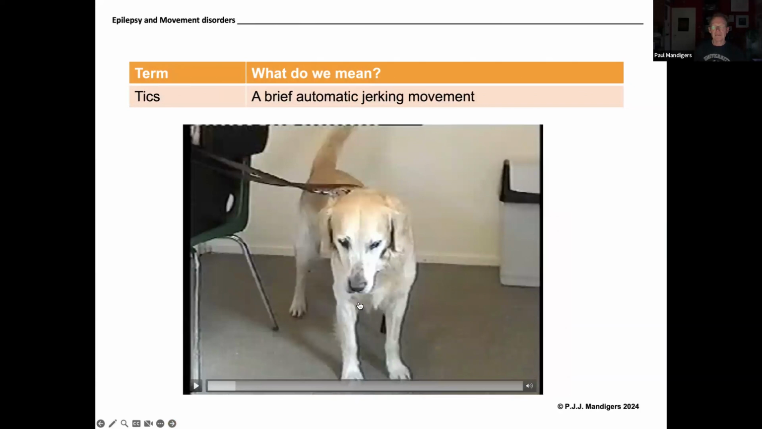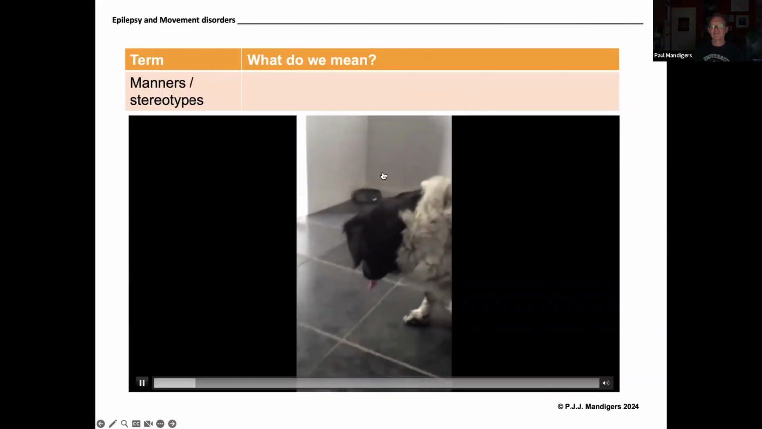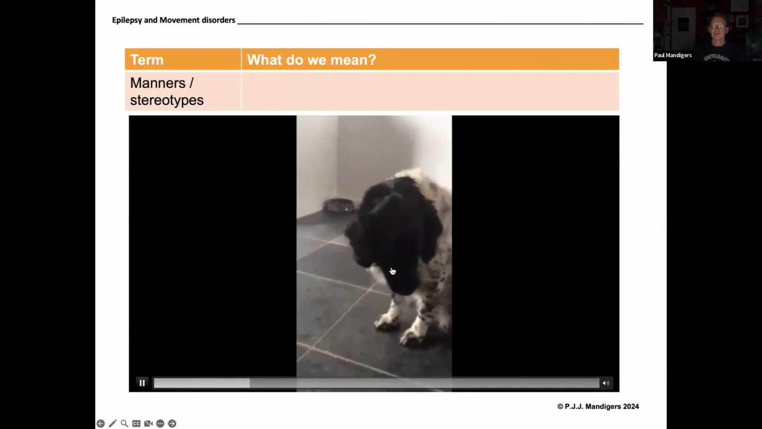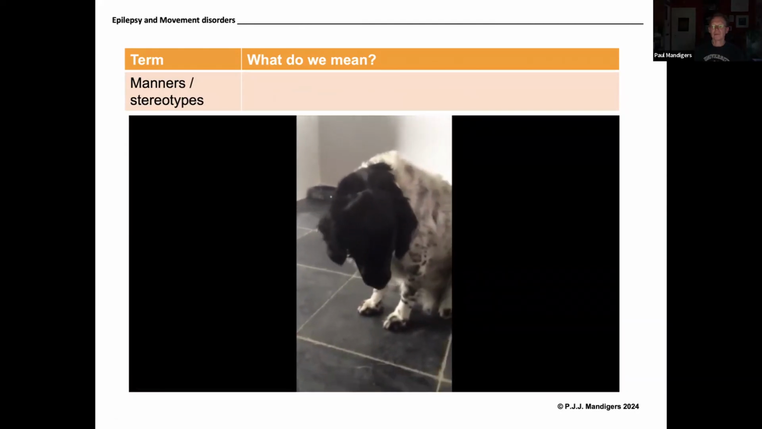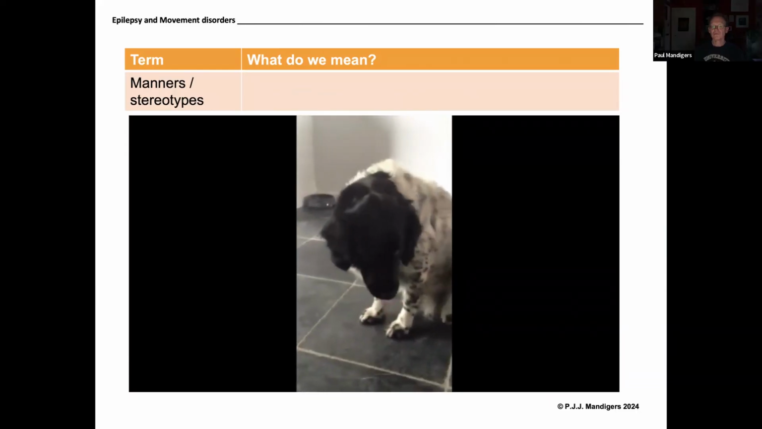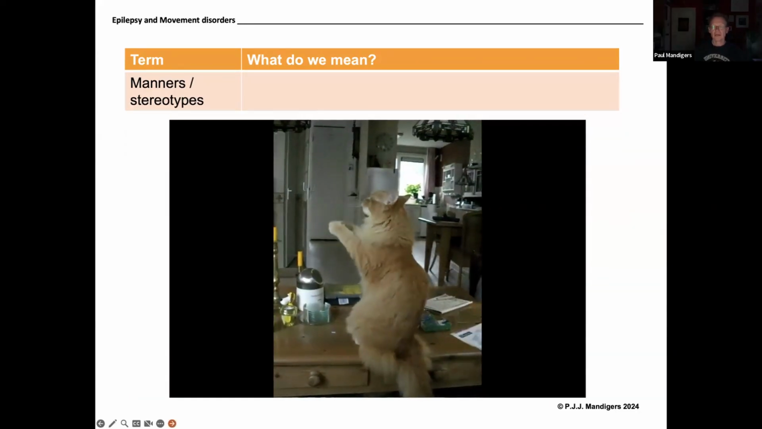And this is a tick. The dog is not doing anything, but what you would see is that he's suddenly moving with his head, so a tick. And this is what we call mannerisms. So for instance, this constant licking, stereotypic abnormal behavior could be a sort of movement disorder. And this is also a mannerism.